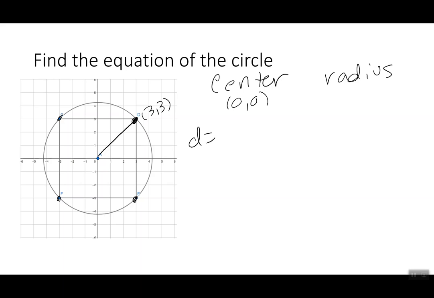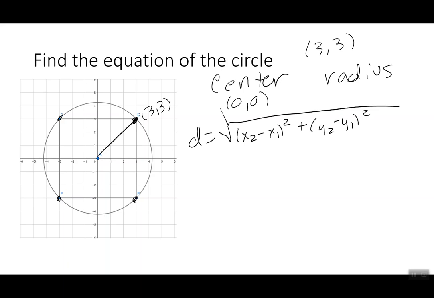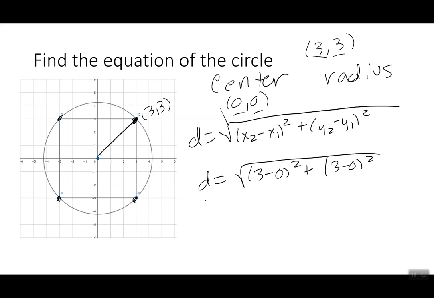So we could do d as the square root of x2 minus x1 squared plus y2 minus y1 squared, right? Okay, so let's look at what we have. We would have the square root. We could do 3 minus 0 squared, and then again, 3 minus 0 squared. So this becomes 9 plus 9, which is the square root of 18.